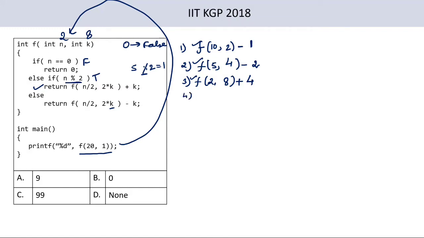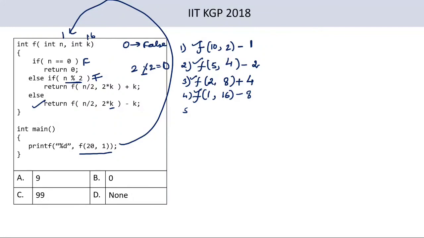When you call 2 and 8, is n equal to 0? No, because n is 2, the condition is false. Else if 2 modulo 2, what is 2 modulo 2? The remainder is 0. So when the remainder is 0, the condition becomes false. So now you will not call this one, you will call the else. f of 2 by 2 is 1. When you divide 2 with 2, you get quotient 1. 2 into k, the current value of k is 8, so 2 into k becomes 16, minus k, which is 8. Next time you call the function with value 1 and 16.